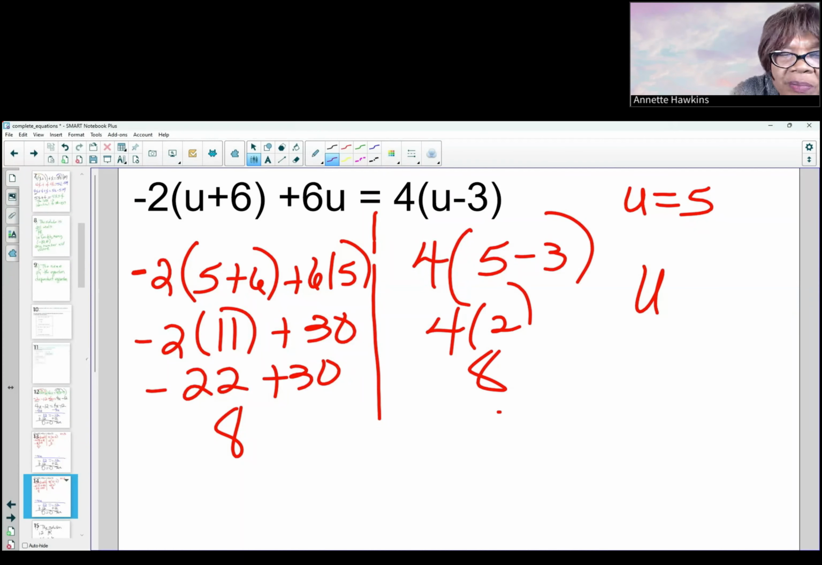If you want u to be 100, it will always check. This is what we mean by infinitely many. It doesn't matter. Any number will work. That's not the case with the other ones that we worked, okay? The other ones we worked came out with one solution. That's the only number that will work. With infinitely many, every number works, okay? Does that answer your question?